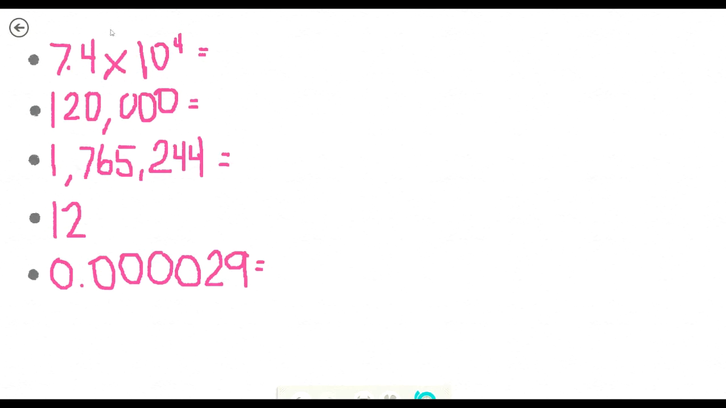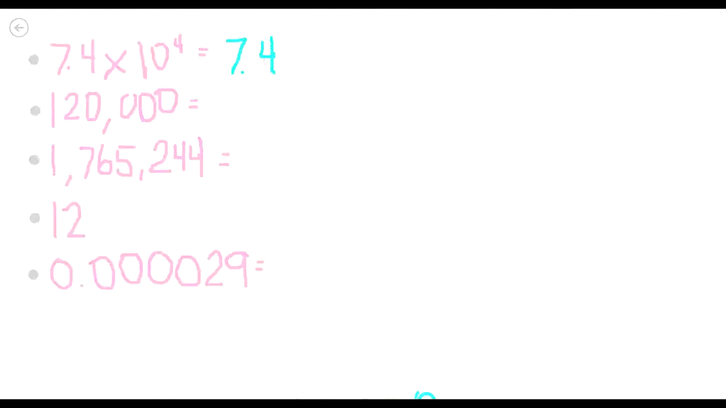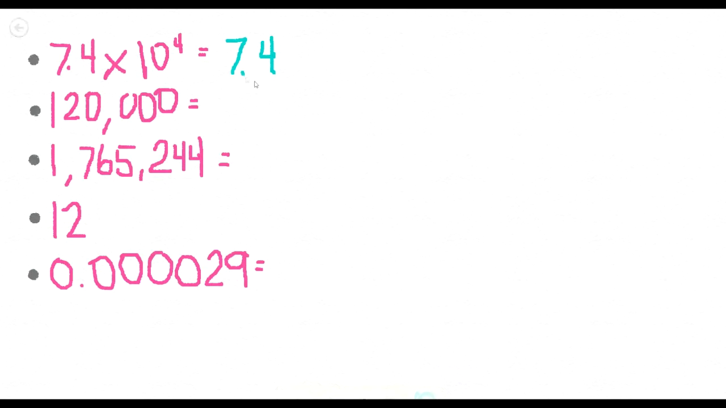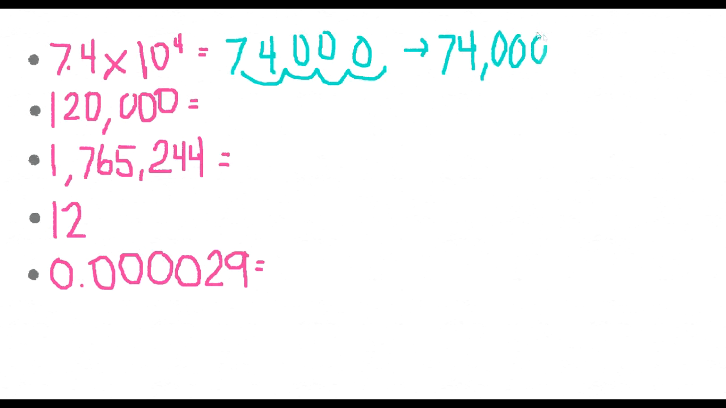So let's try some more examples. Vice versa, we do the scientific notation. 7.4 times 10 raised to 4. So we're going to move the decimal 4 times: 1, 2, 3, 4. So 7.4 times 10 raised to 4 is 74,000.